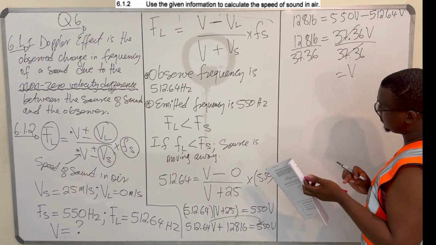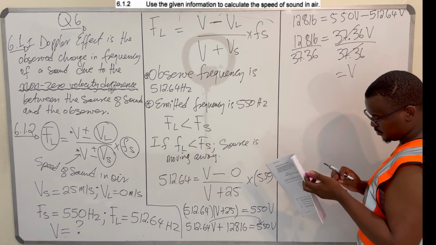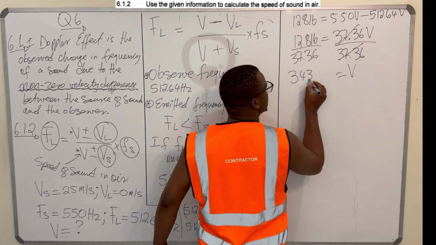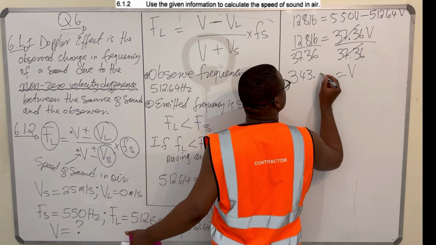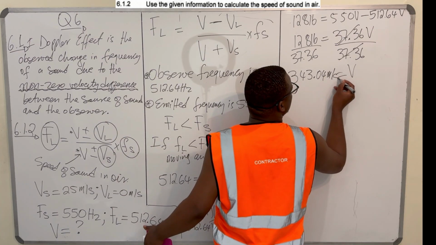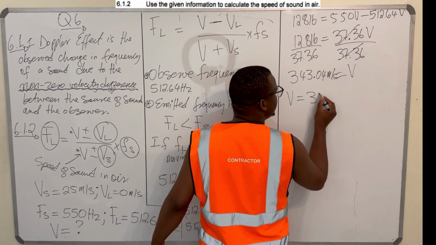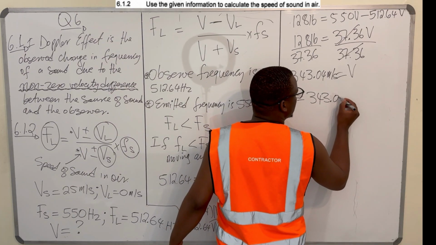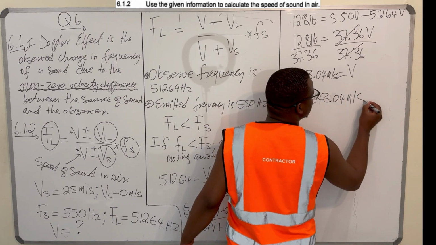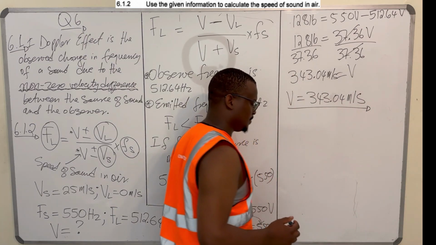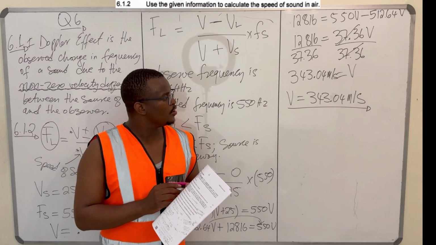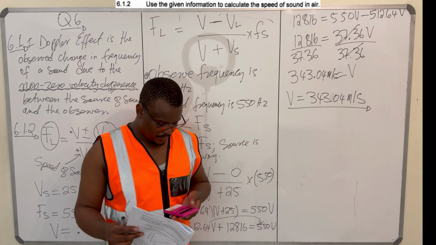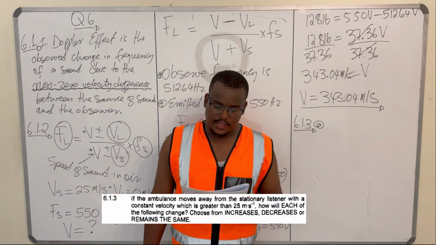12,816 divided by 37.36. So you get that the speed of sound in air is 343.04 meters per second. So V is equal to 343.04 meters per second. So this is the speed of sound in air. Okay, so now we're doing 6.1.3.